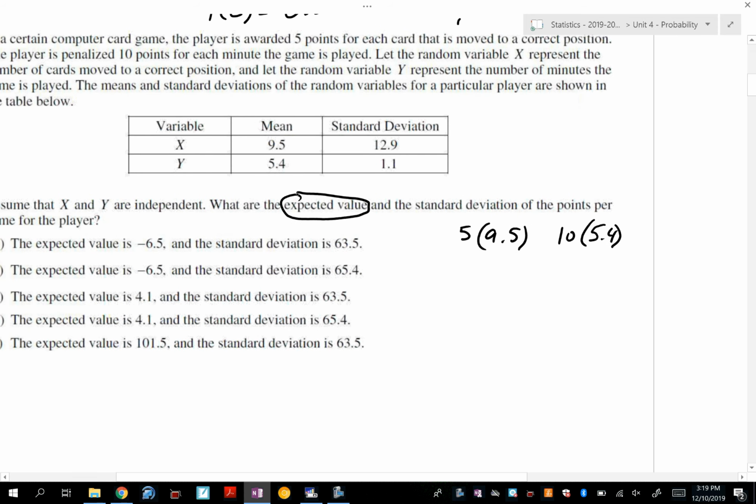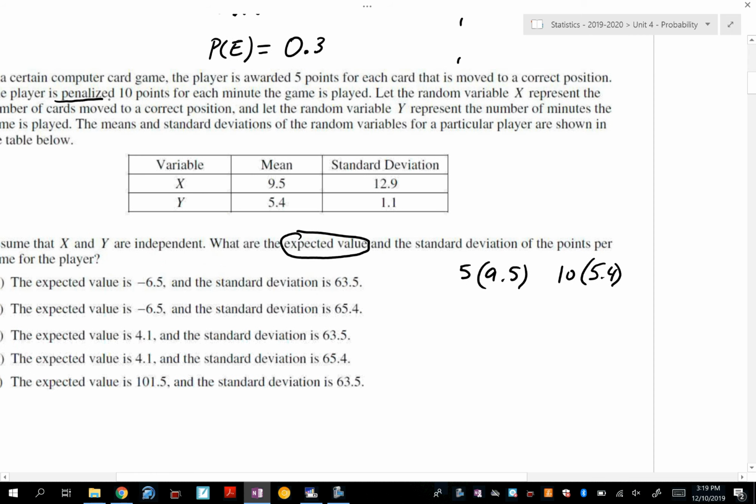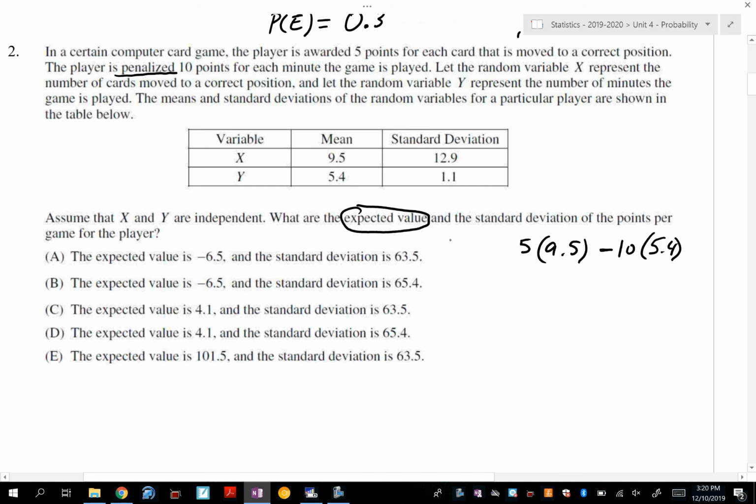So when they use that word penalized, where is that? Right here, penalized. That to me says I have to subtract those. They're taking it away. Okay, so in your calculator, you could do that. 5 times 9.5 minus 10 times 5.4, and you would be able to eliminate a few answers. So who got the expected value? Great. So you see right away, we're going to get rid of C, D, and E.